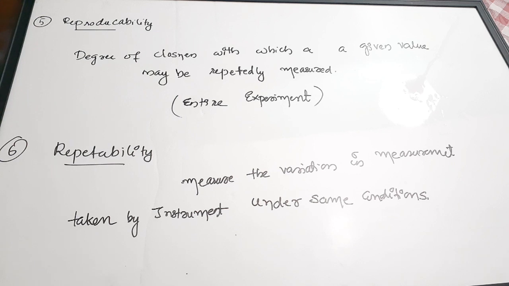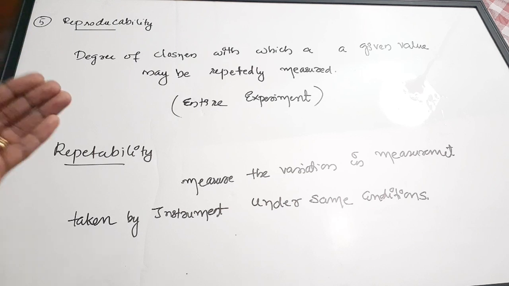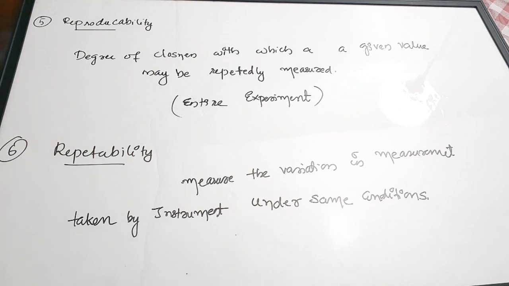So repeatability is the measure of variation in the measurements taken by the same instrument under the same conditions. Here we are interested in taking a single measurement, but in reproducibility, we reproduce the entire experiment and see how close we get the readings. So that is the fifth and the sixth characteristics.